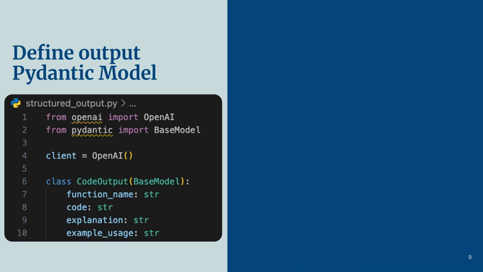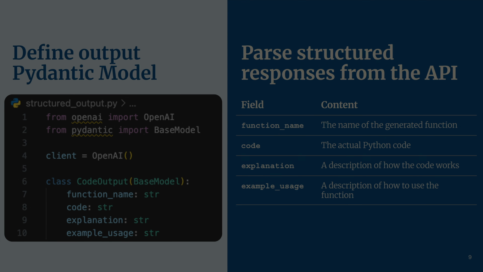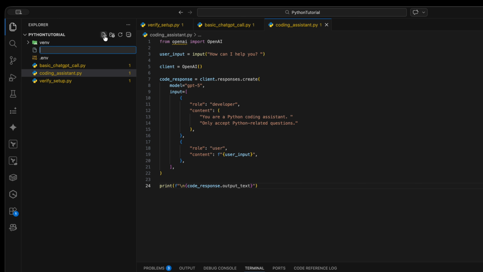Once you've made sure Pydantic is available, you can define this Pydantic model that represents the structure you expect from ChatGPT's response. In this code, you create a CodeOutput class that inherits from Pydantic's BaseModel and defines four string attributes that represent the structure you expect in the response. When you use this model with the API, each attribute becomes a field that ChatGPT will populate. Let's create a new file called structuredoutput.py to see this in action.